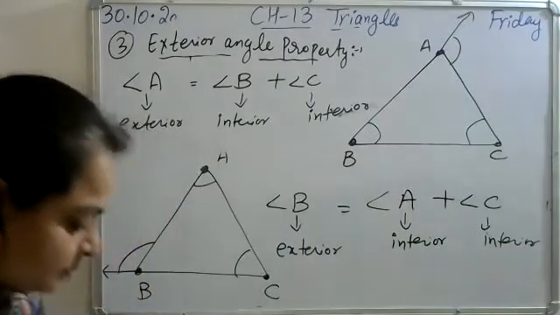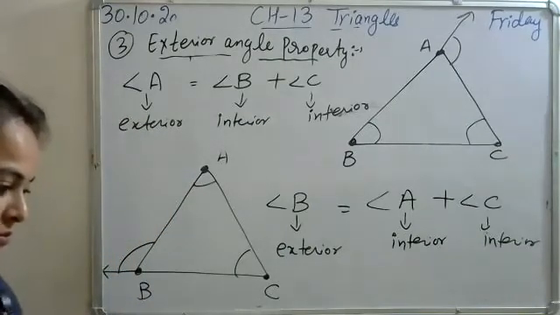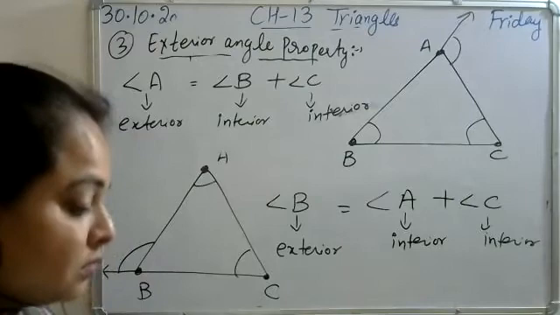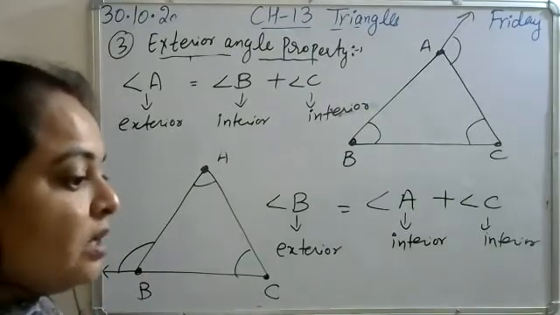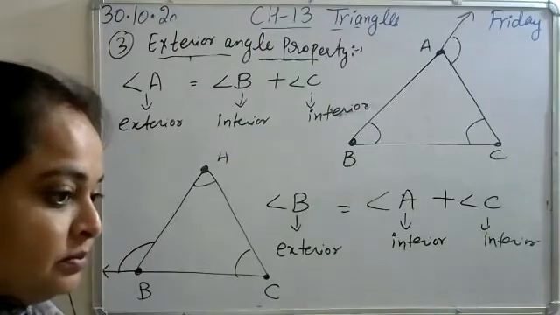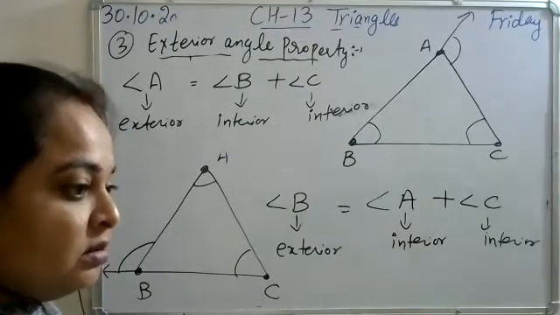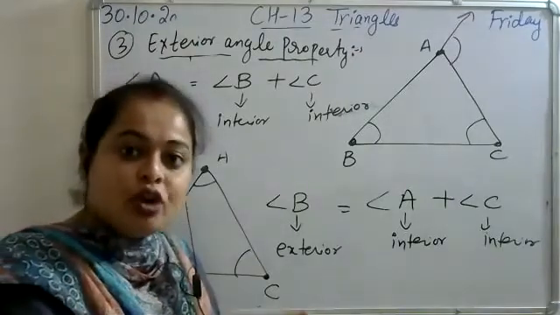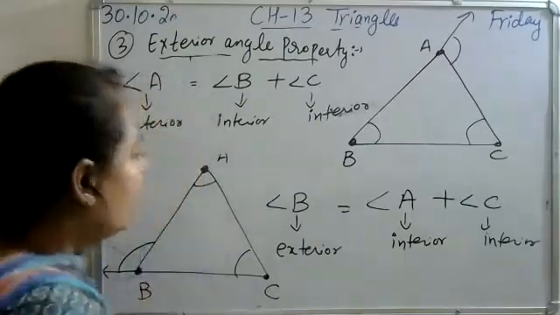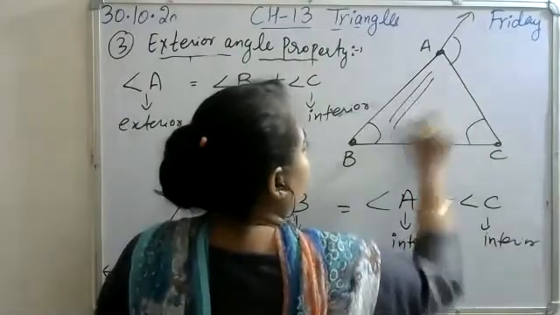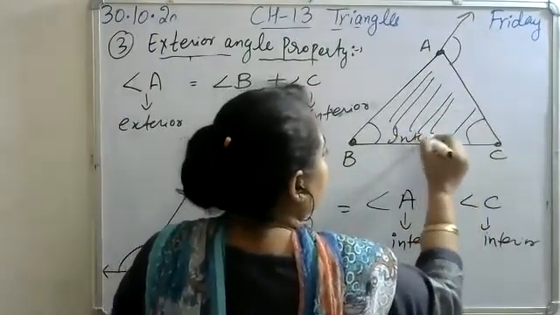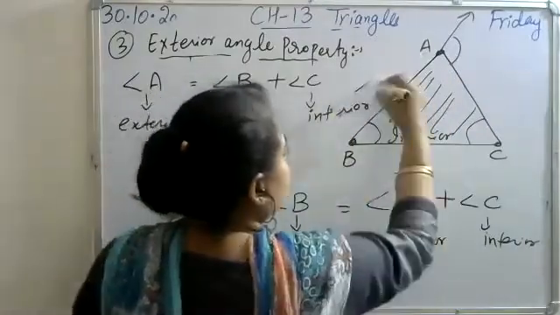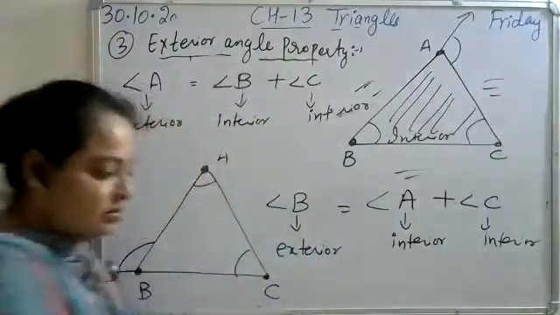Yes, Pratigya. Ma'am, I want to ask what is the meaning of exterior? Exterior means outside. The word exterior is used for outside. We have already done this concept in circle, na? Interior portion of the circle and exterior portion. Similarly, this whole is interior, inside the boundary, and this whole portion is exterior, outside. Okay, ma'am, thank you.